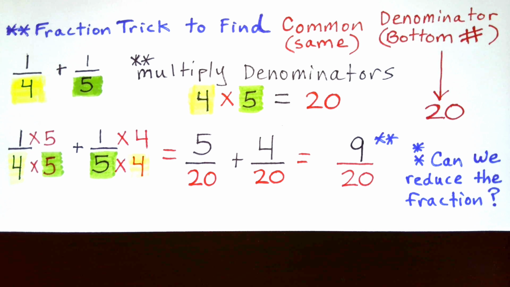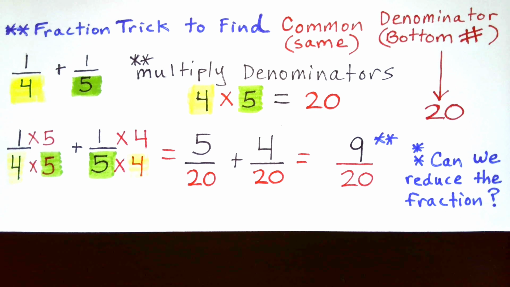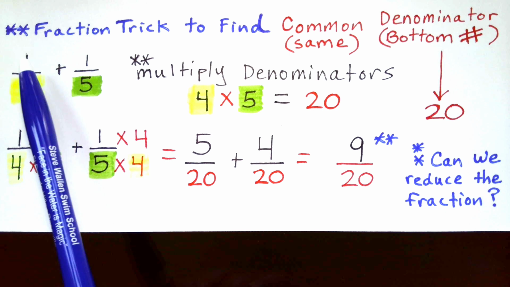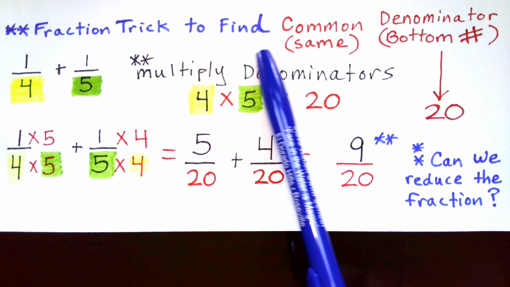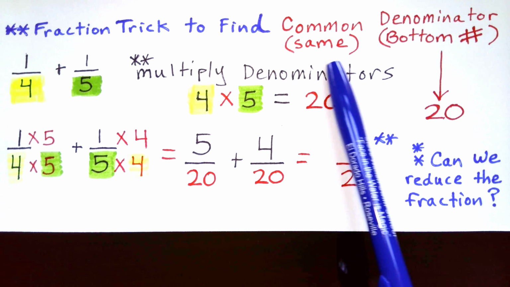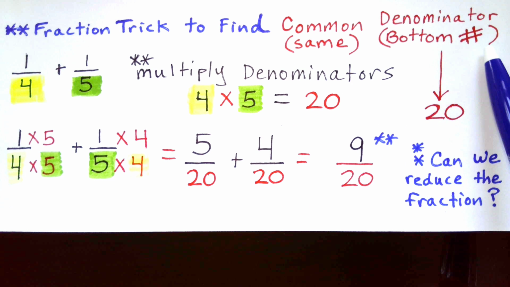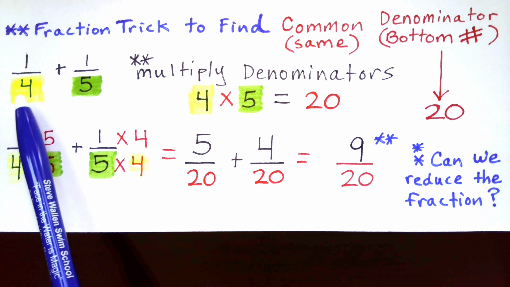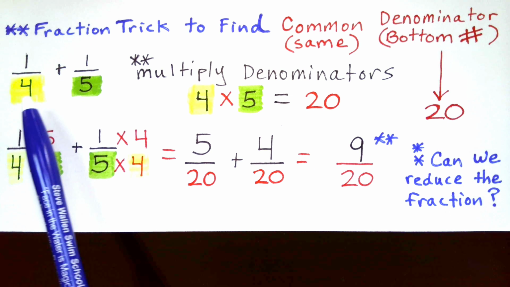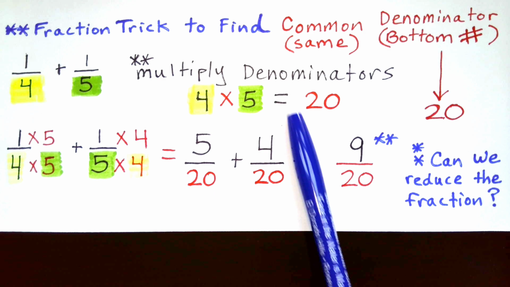Okay, speaking of tricks, I'd like to show you, with a much friendlier set of fractions, the trick I showed you in the last video, part 6. So this is a fraction trick to find the common denominator. Again, that's just the same bottom number. And here I'm showing you it's the 20, right?